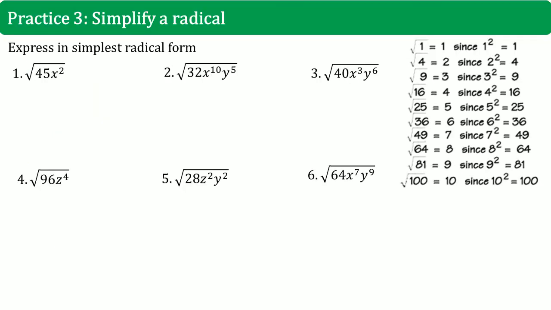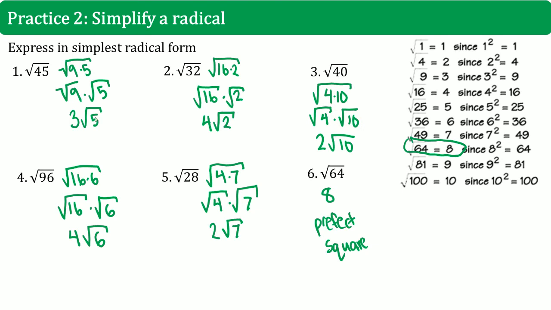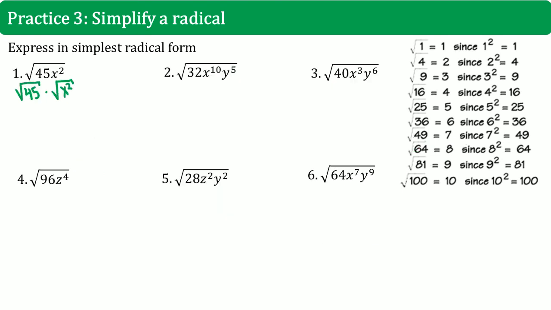All right. This should be split into its 2 parts. Radical 45 times radical x squared. We should already know what radical 45 is. 3 radical 5. So this is 3 radical 5. And we know that this is x squared divided by 2. So it's going to be multiplied by x. So the answer here is 3x radical 5.